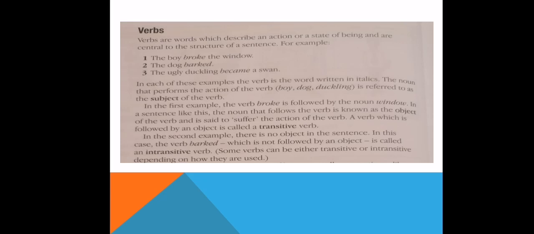That means it's slanted. The noun that performs the action of the verb, so the noun that's actually carrying out the verb, like boy or dog or duckling, is referred to as the subject of the verb. So in sentence 1, the boy is our subject because the boy is the person who broke the window. In the first example, the verb broke is followed by the noun window, as you can see. In a sentence like this, the noun that follows the verb is known as the object of the verb, and it is said to suffer the action of the verb.